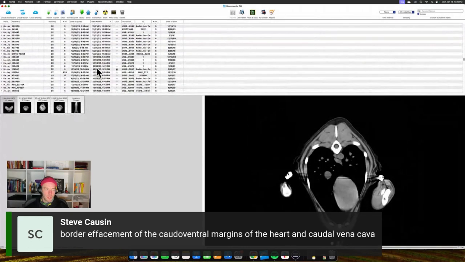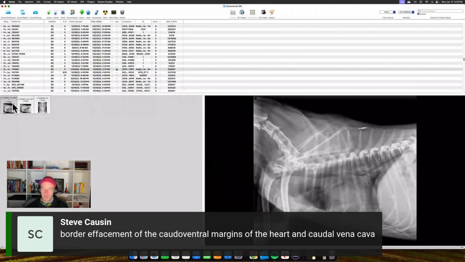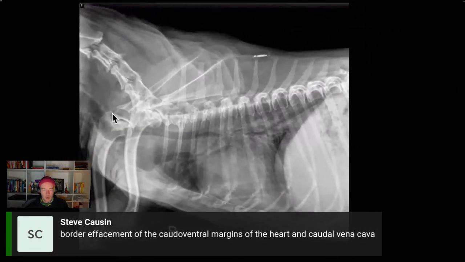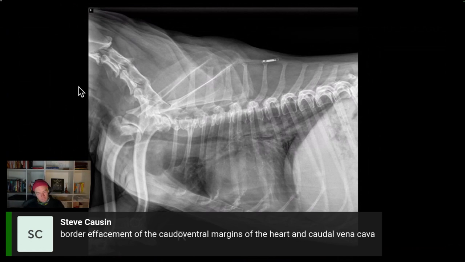CTs, we're not doing CTs. Oh, boy. Maybe I've already done this one. I don't know. I hope not. It's a coughing brachycephalic dog.